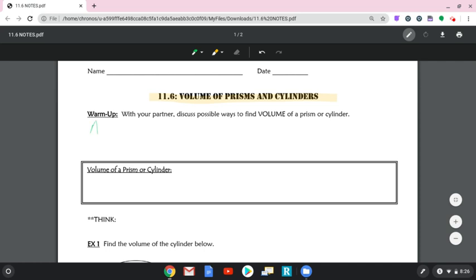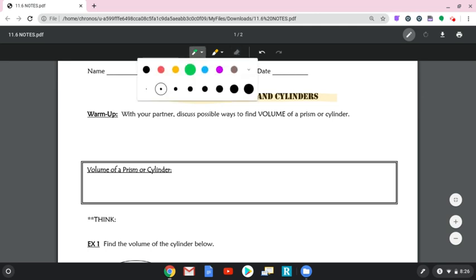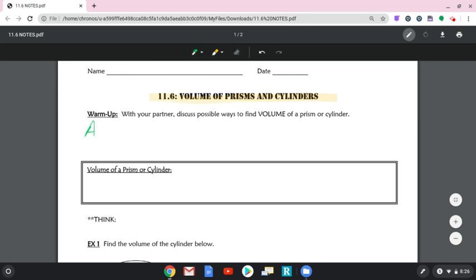So this is going to be the amount the prisms and cylinders can hold on the inside.